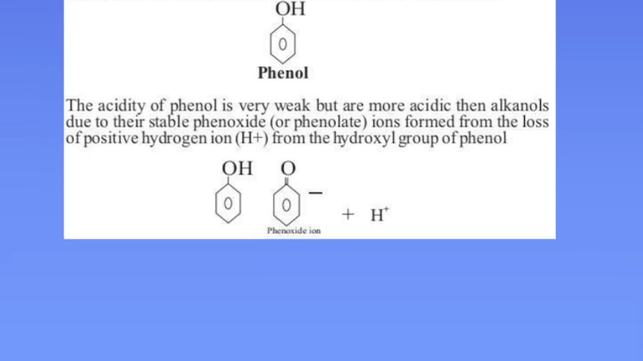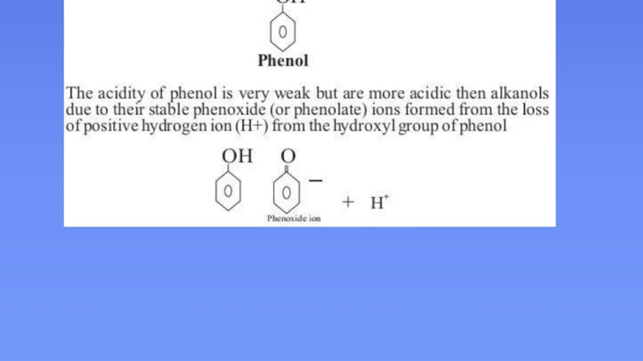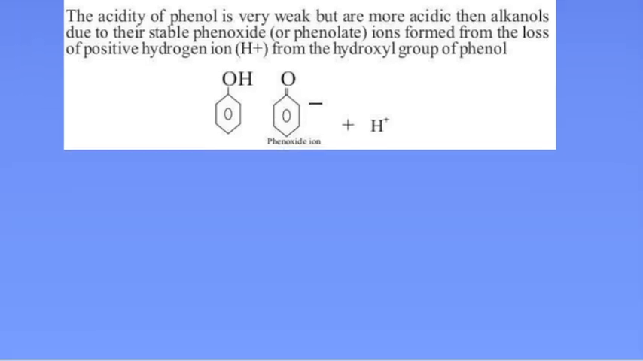The acidity of phenol is very weak, but phenols are more acidic than alkanols due to the stable phenoxide that is formed. As I mentioned before, one of the characteristic things about the alkanol or the hydroxy group is that it has the tendency to lose the hydrogen associated with the OH. So when it loses this particular hydrogen, the implication is that it becomes acidic.